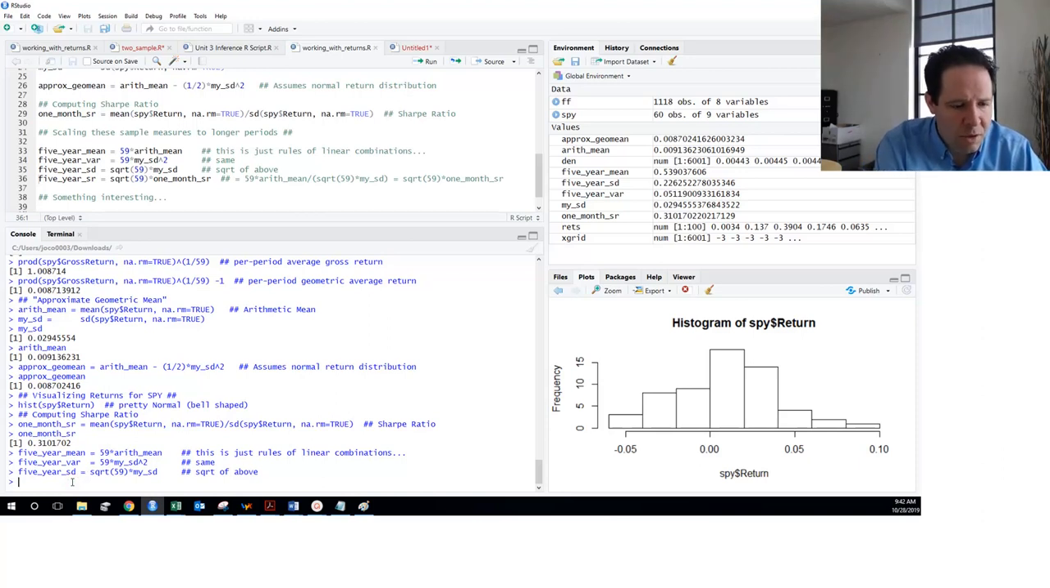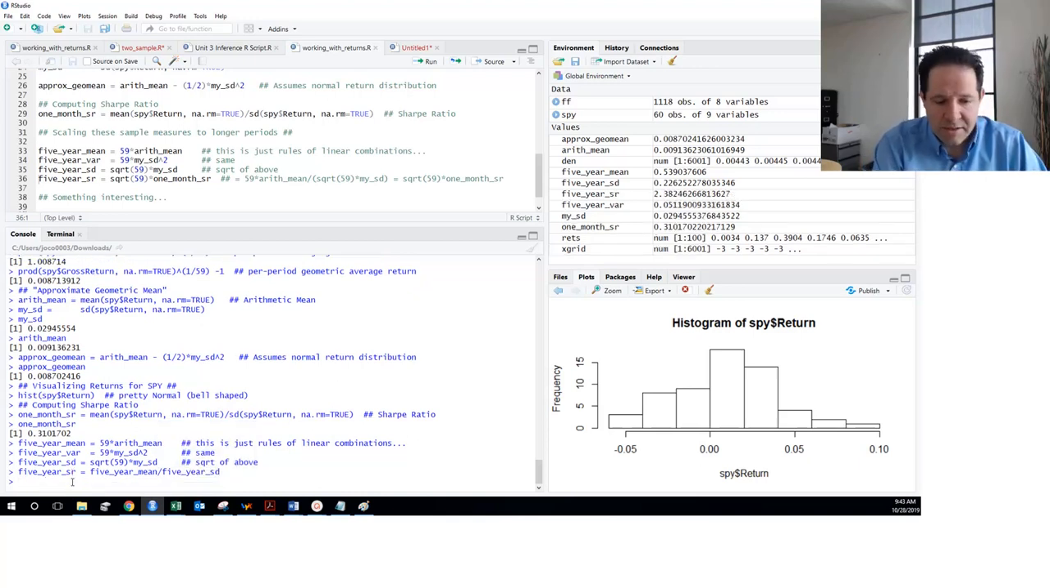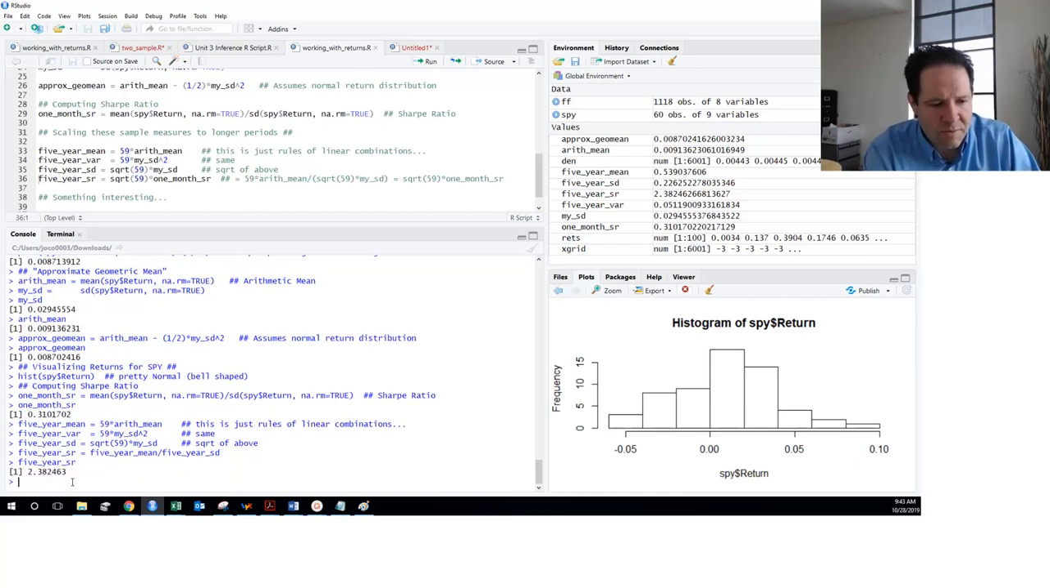Well, my 5-year Sharpe ratio is just going to be the 5-year mean divided by the 5-year standard deviation. That would just be what you would do: you take the expected return over this period, and the standard deviation over this period. Given my 5-year Sharpe ratio, that gives me something like 2.38.